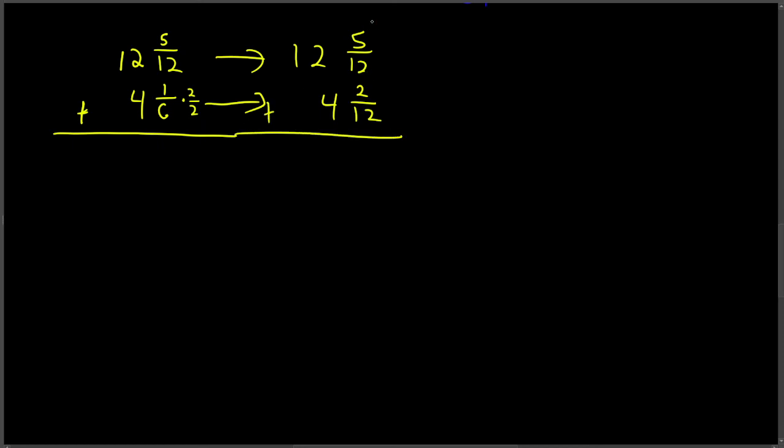Now when I add, by keeping my place values, I can add the common fraction and add the whole number part. And that works out for my addition.